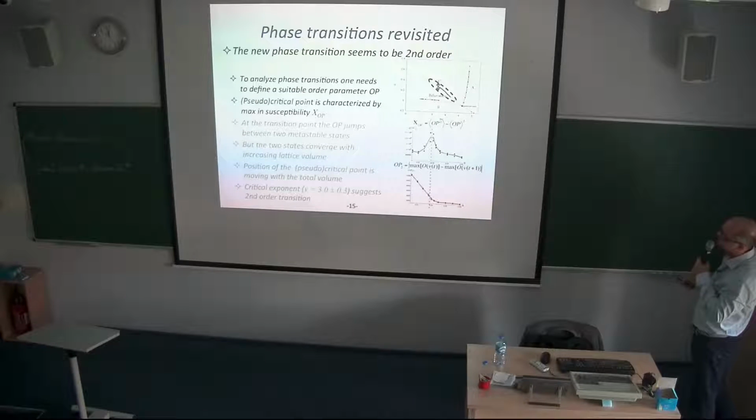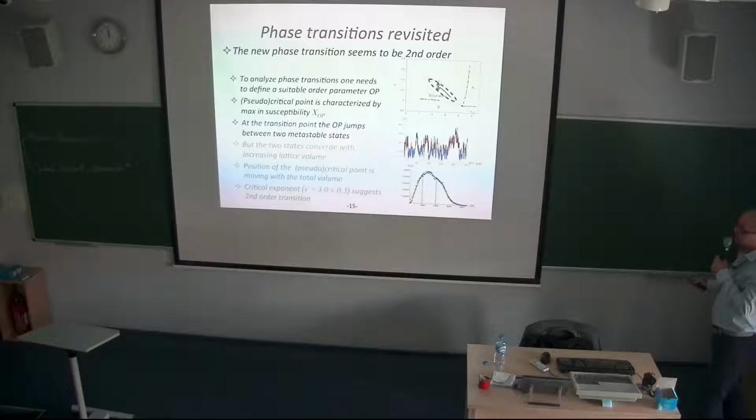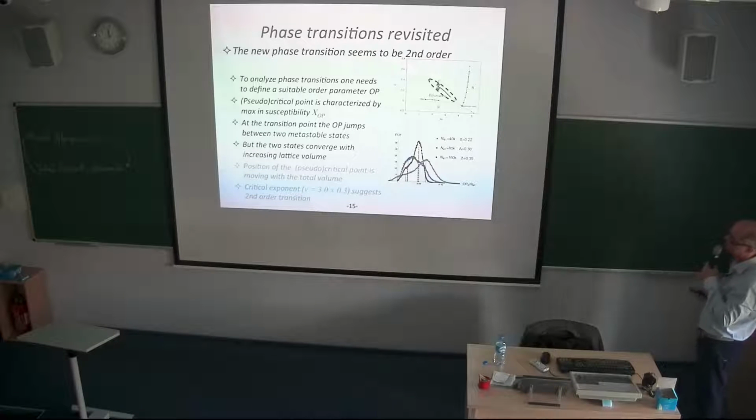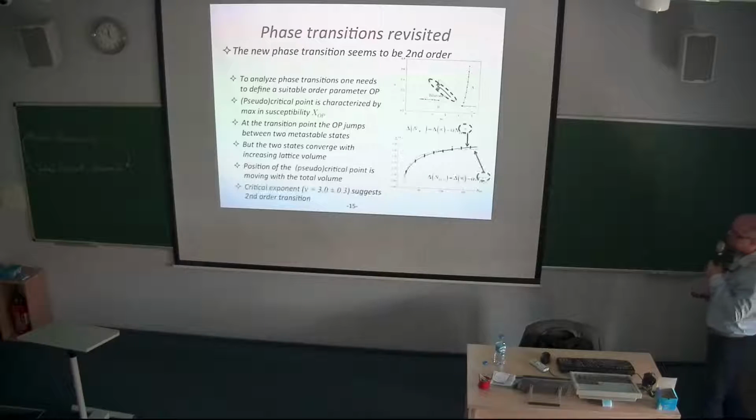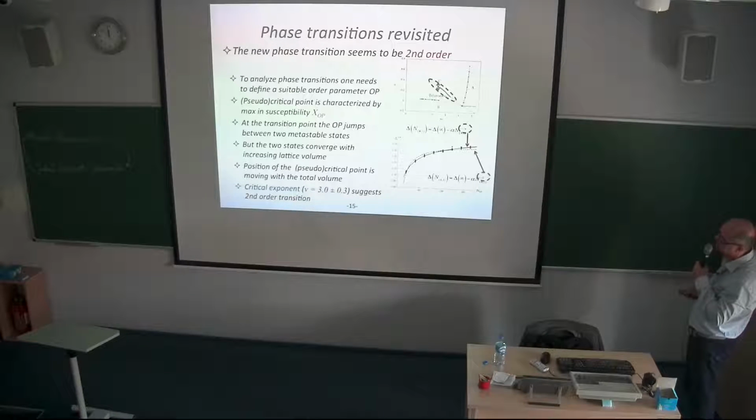And as you see, here is this susceptibility, so the transition point is signaled by the maximum of the susceptibility. We see more or less the same situation as was observed before. We see this jumping of the order parameter between two metastable states. However, as before, these two states seem to converge as lattice volume is increased. So if you calculate critical exponents, they are often consistent with a phase transition of higher order, not first order, which is of course good news for us because potentially we will be able to define a continuum limit in this phase transition.